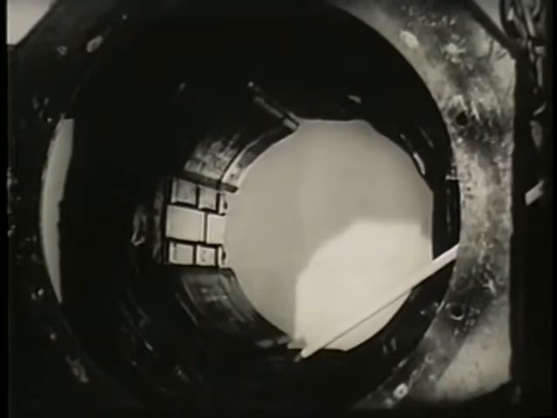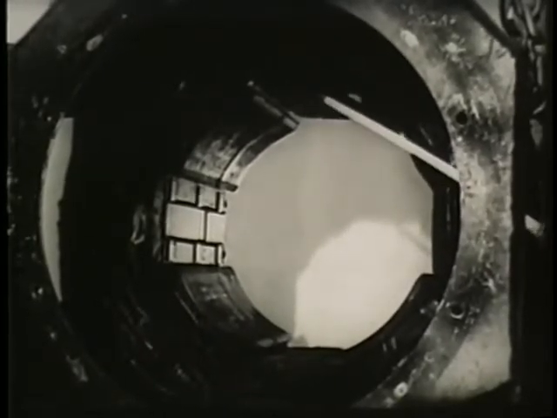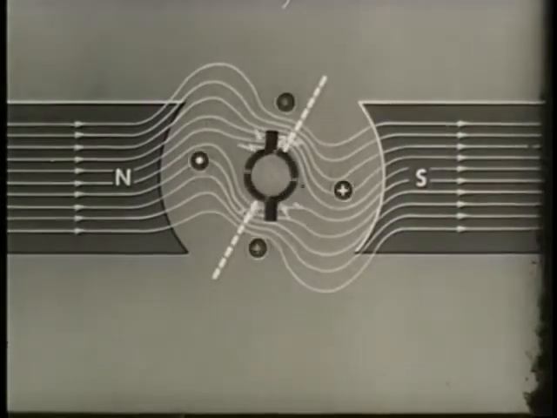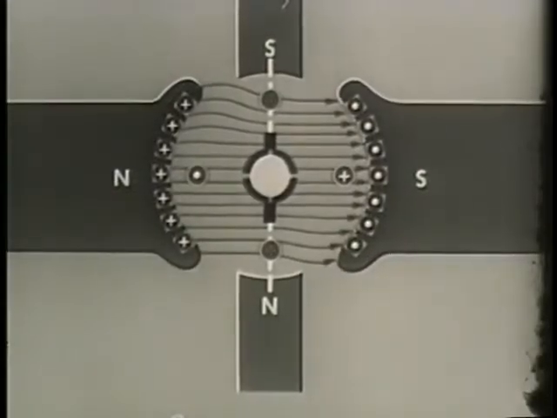The other way of maintaining the neutral plane is by adding interpoles to the generator field. These interpoles are small magnets placed between the poles of the main field magnets. The interpole fields oppose the fields created by armature reaction. The neutral plane is moved back toward the correct position.